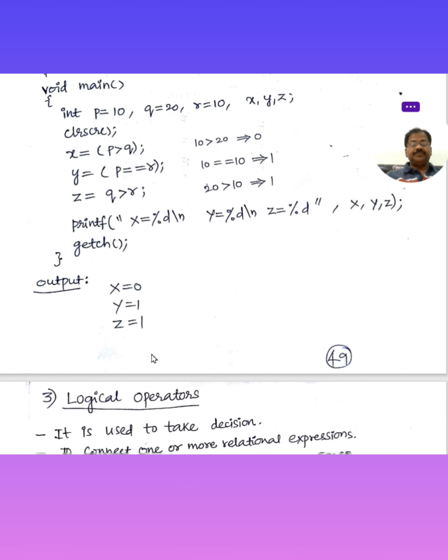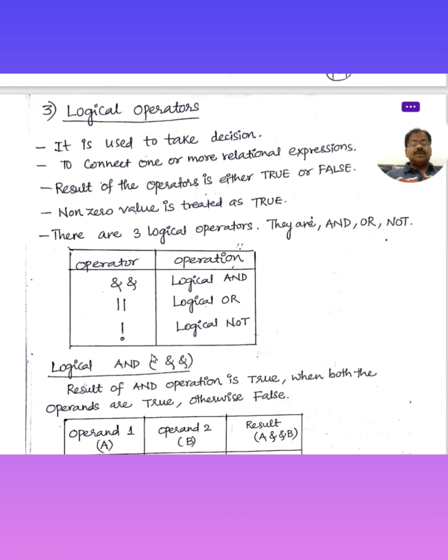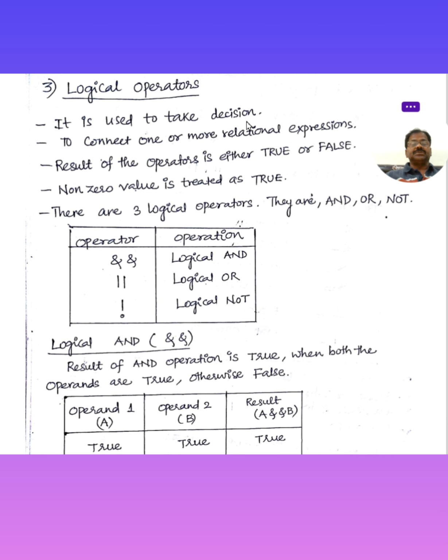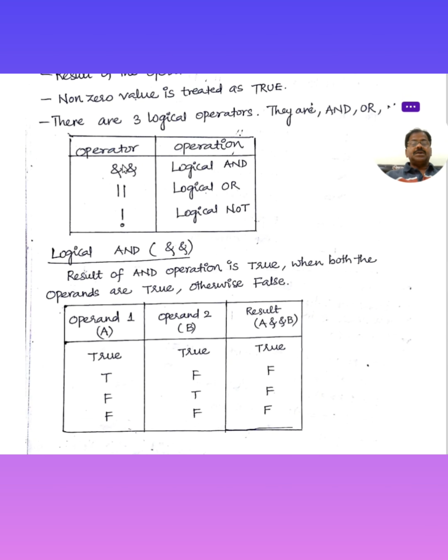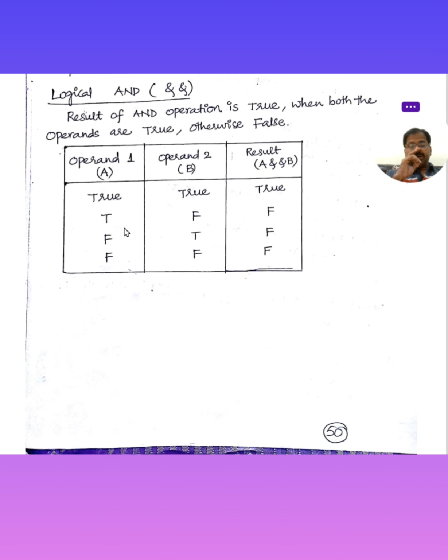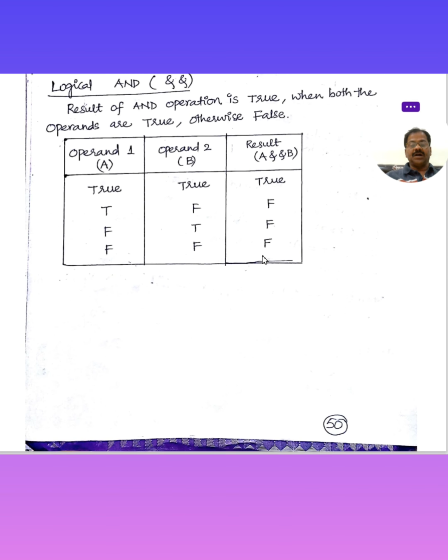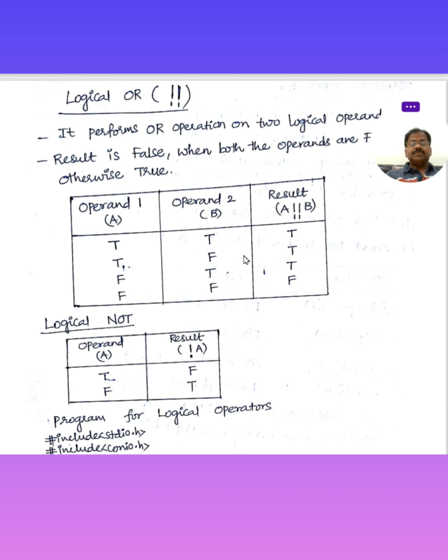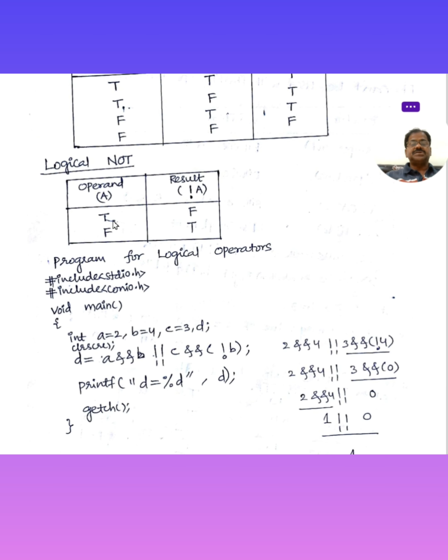Next, logical operators. They are used to take decisions by connecting one or more relational expressions. The result is either true or false. We have logical AND, logical OR, and logical NOT. In AND, true and true gives true; in remaining cases, false. In logical OR, at least one should be true, unless it will be false. In logical NOT, if A is true, not A is false; if A is false, not A is true.